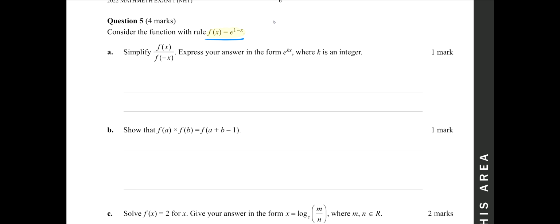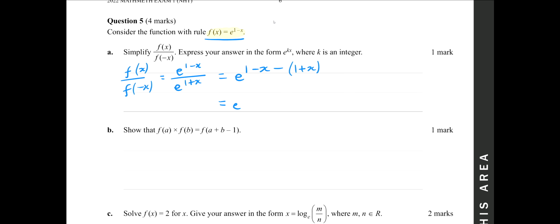Alright, so in this particular case, we're going to write f(x) over f(negative x). Now, f(x) is equal to e to the 1 minus x, and f(negative x) would be e to the 1 minus negative x, which is just e to the 1 plus x. Given that we have the same base, we are going to subtract the powers using our index laws. So that's 1 minus x minus, be careful, please use brackets here, because that will trip up a lot of people, e to the 1 minus x minus all of 1 plus x.